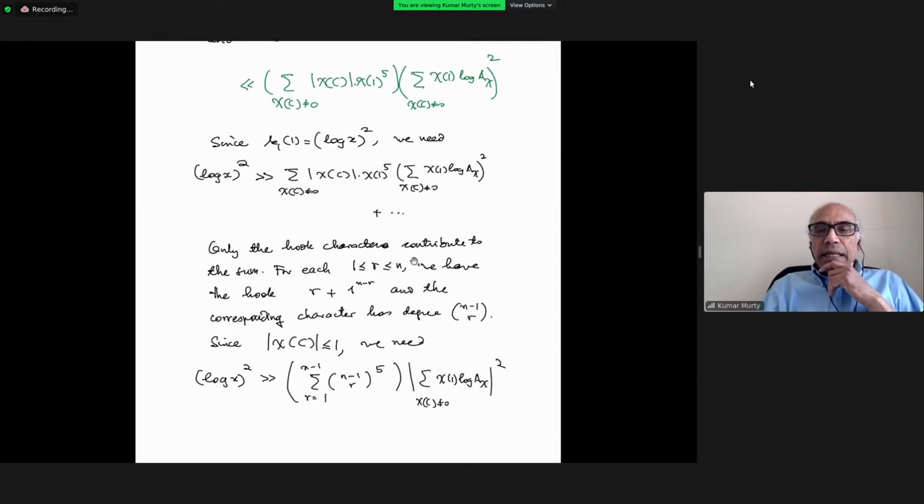So once again, only the hook characters contribute to the sum, and we know that for each r between 1 and n, you have a hook character, which corresponds to this partition and has roughly this degree, and the value of the character is less than or equal to 1. So you can just replace it by 1, and this is a big deal, because if you look at the usual estimates, the only general estimate you have for chi of c is chi of 1. And that jacks up these powers here, so that's bad. But here, being bounded by 1 is a big saving. So anyway, you get n minus 1 choose r to the 5th times this chi of 1 log a chi squared.